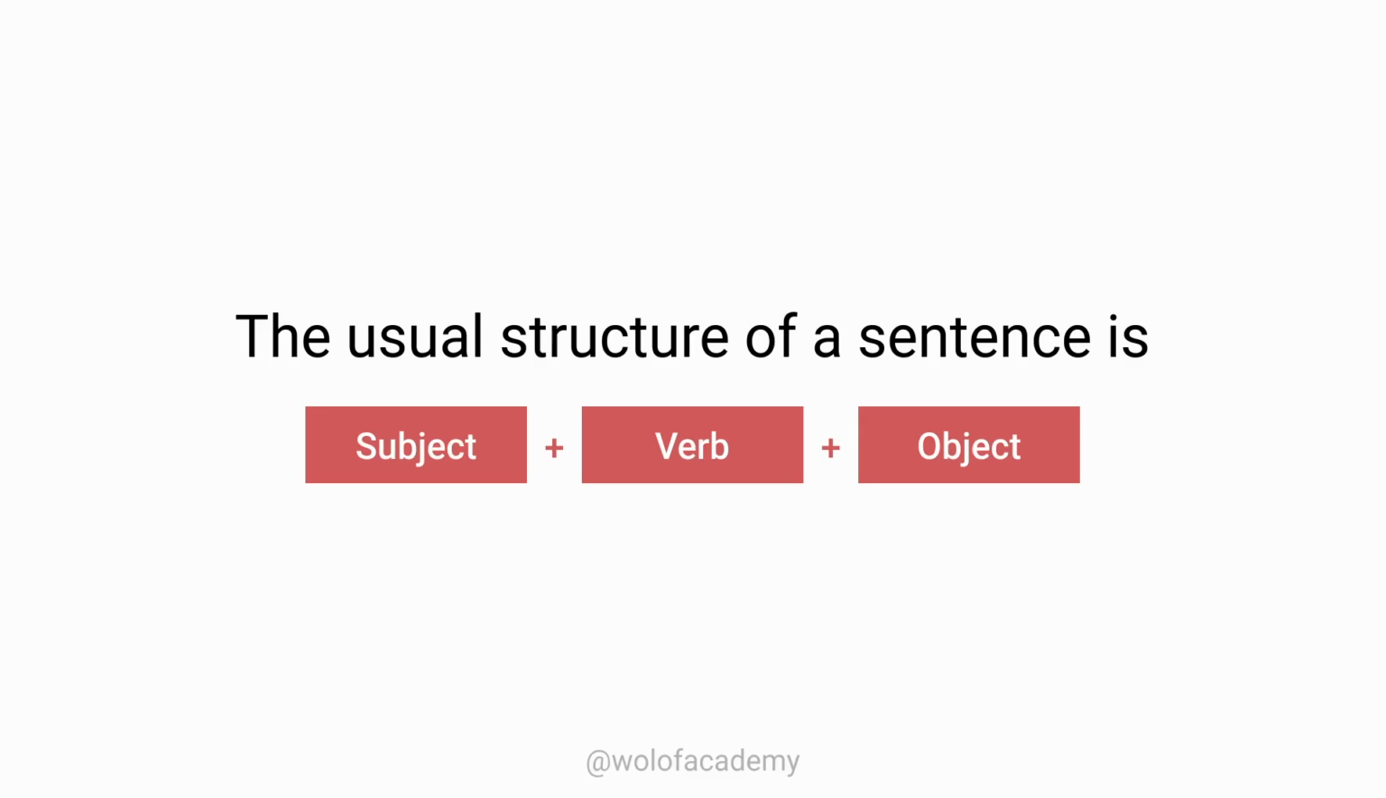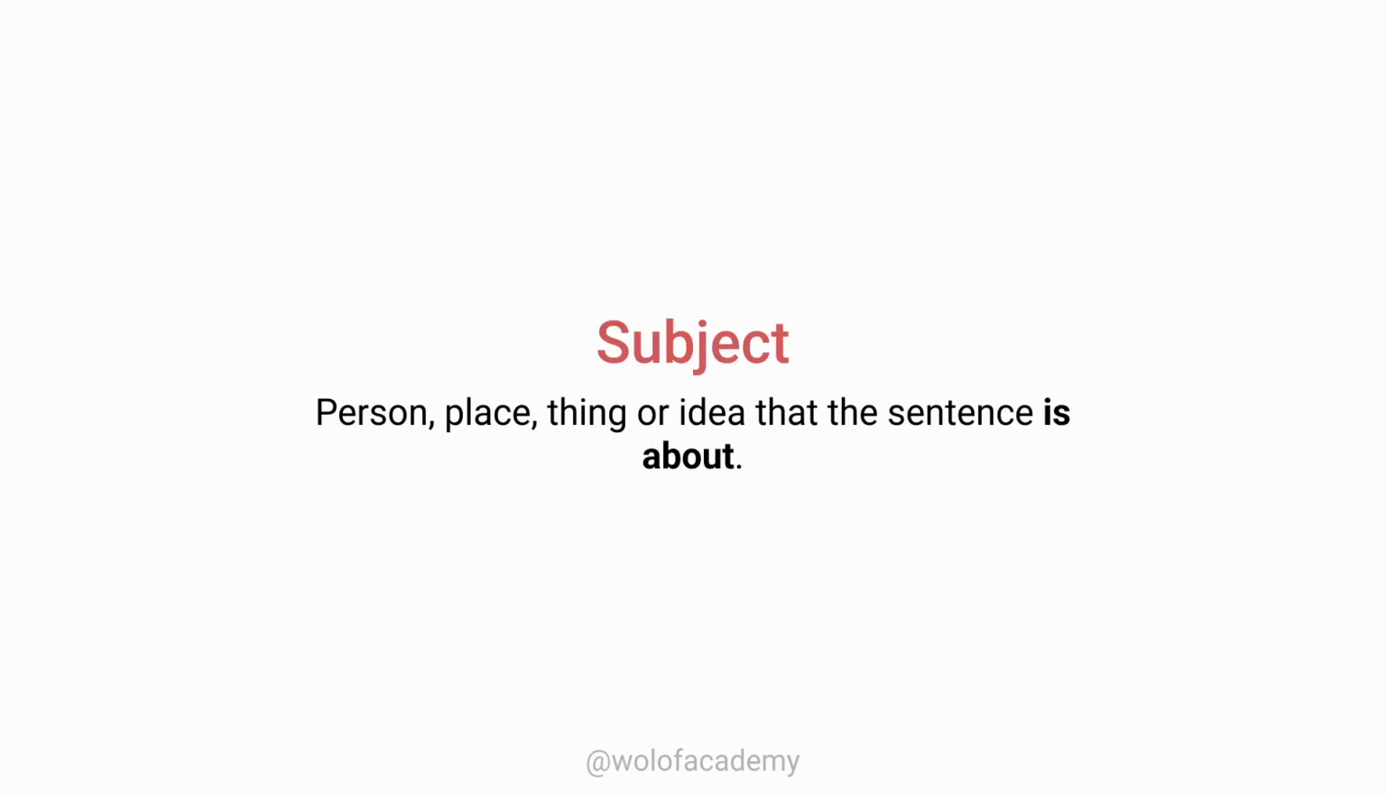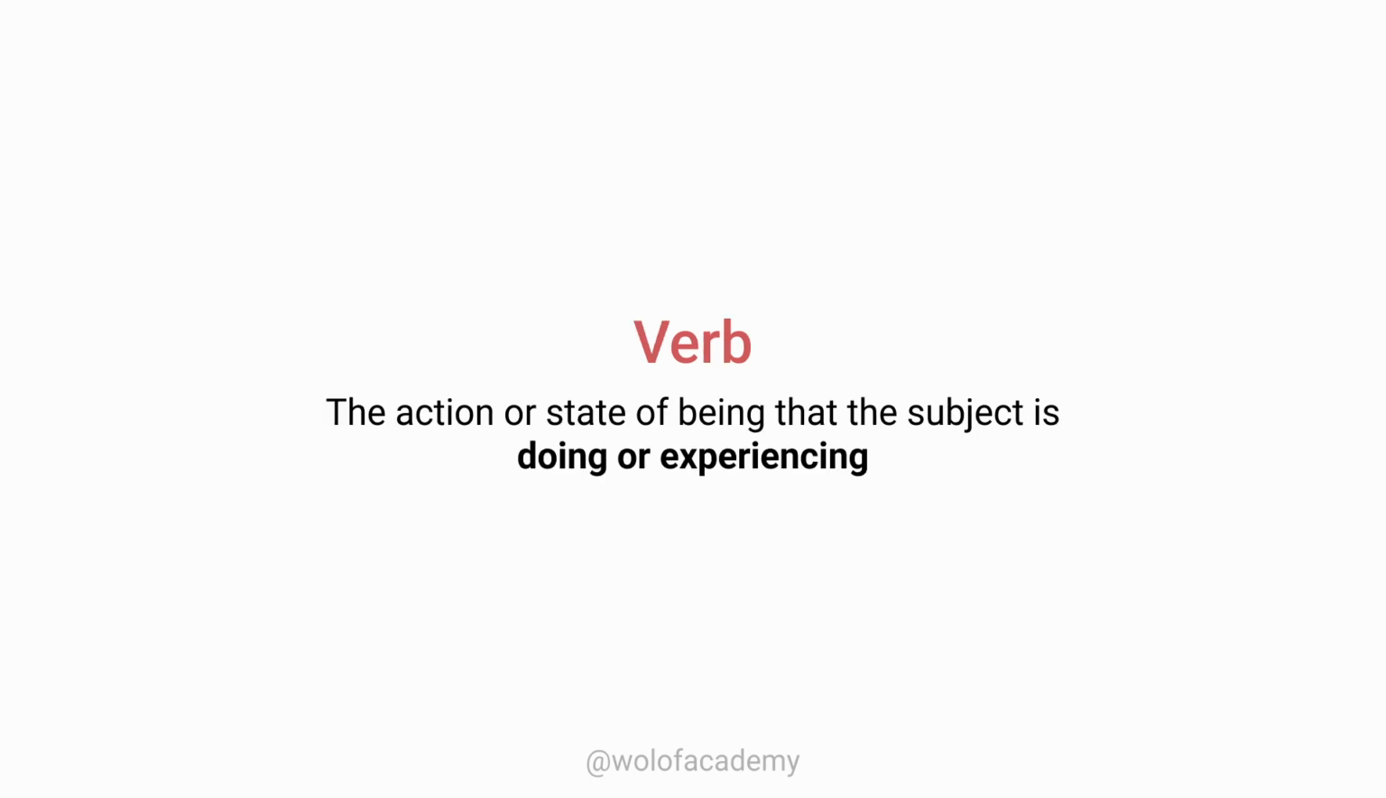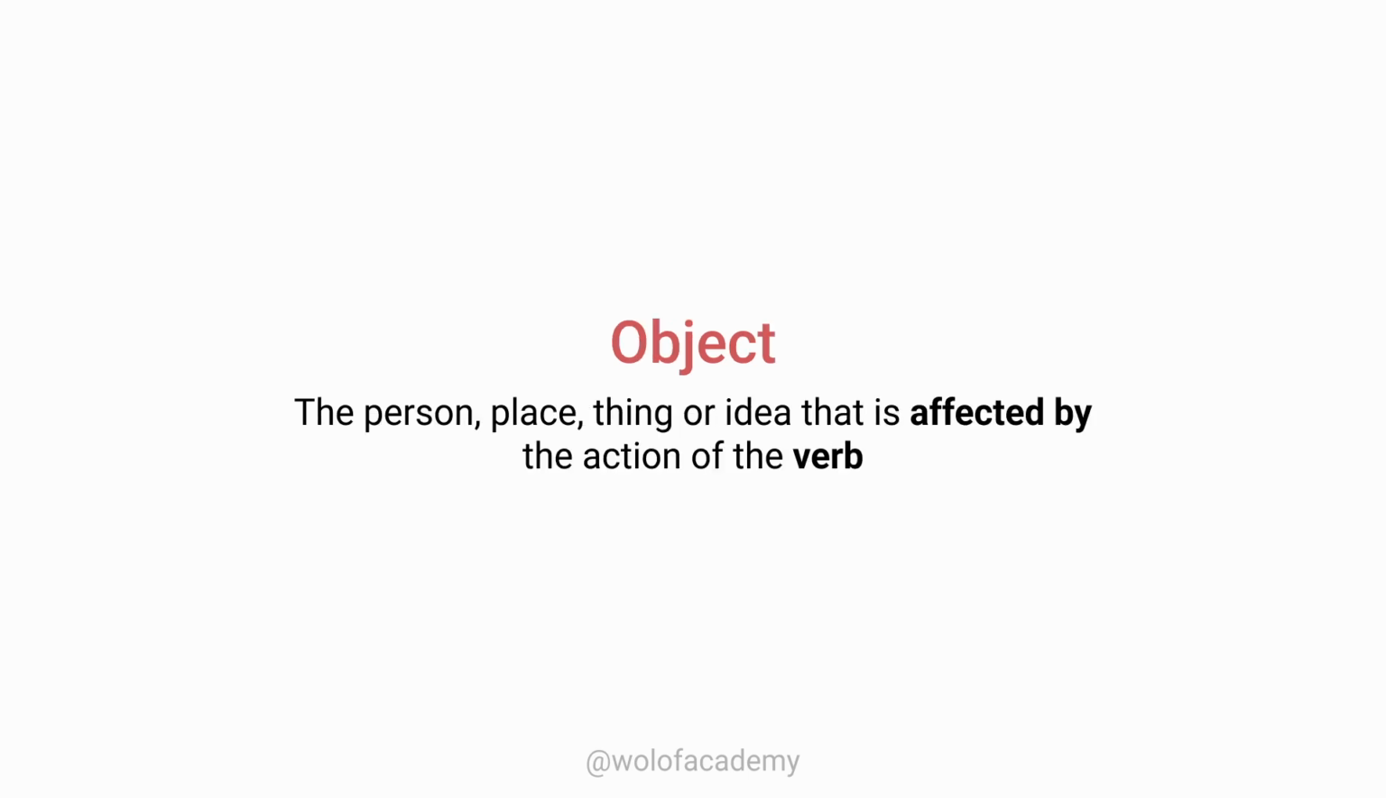In general, a sentence follows the basic structure of subject plus verb plus object. This is also referred to as the SVO structure. The subject is the person, place, thing, or idea that the sentence is about. The verb can be defined as the action or state of being that the subject is doing or experiencing. The object is the person, place, thing, or idea that is affected by the action of the verb.